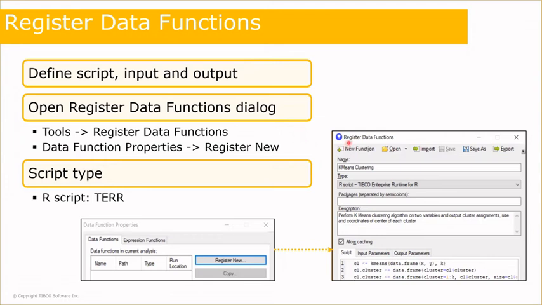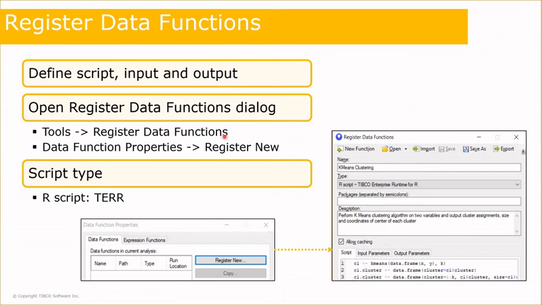These data functions again can be created using the same dialog from the Data menu, that is Data Function Properties, and you can use the Register Data Functions dialog to register or insert these new data functions. You can provide the name, the type, that is R script, and the packages, if you're using any custom packages, separated by semicolons. Then you can provide the description, what your data function is doing, and then the script.